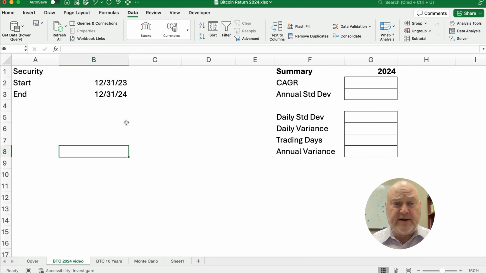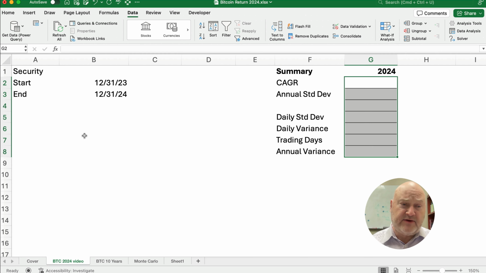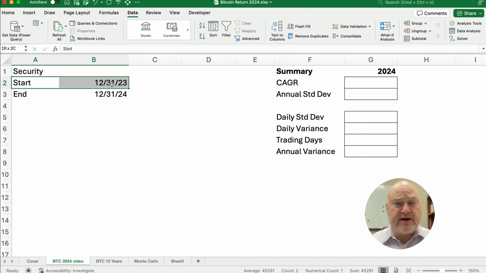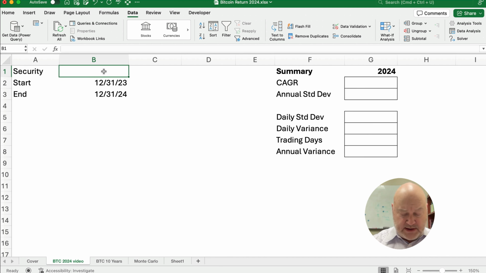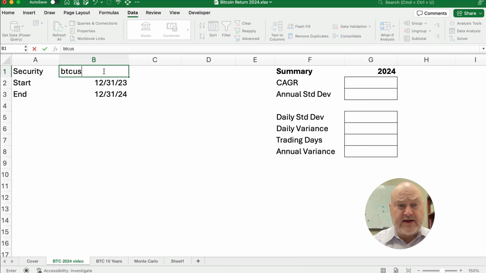So here I've just set up a basic chart. We're going to fill in the return and the risk, and we'll show you how to do it step by step. I've got my start date, which is a year ago, December 31st, 2023, and the end, December 31st, 2024. So the way we look up Bitcoin is BTC/USD.